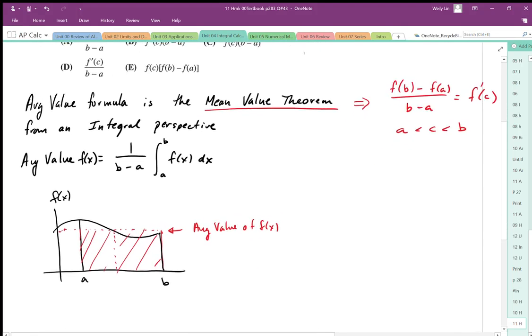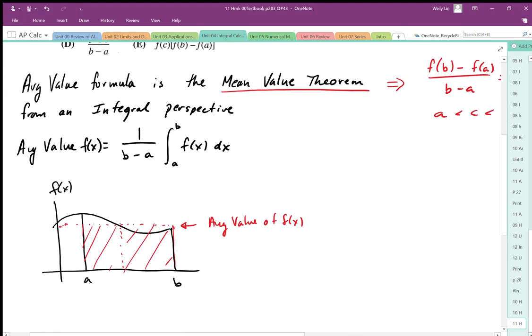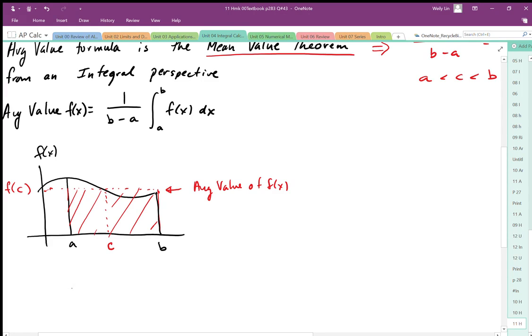So if I take a look at the average value formula, here's the average value of this graph. So I have f of x in the interval a to b. That red line represents our average value, and we know that that average value must occur at some point. The red line must cross that black line at some point c in the interval from a to b. We're going to call that f of c. So I'm just going to rewrite the average value. We can say that the average value occurs at some point f of c, and it's going to look like this.